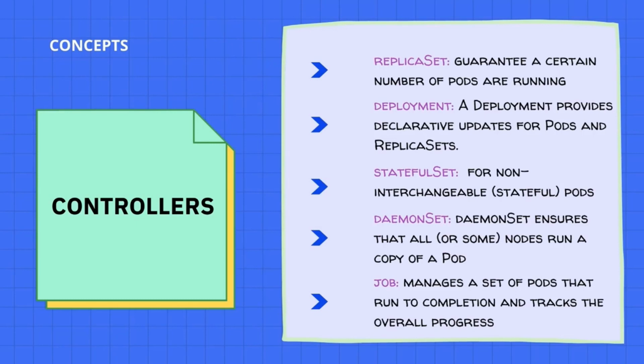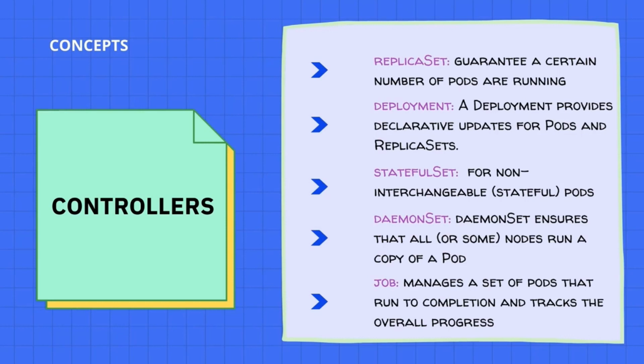The third one is the stateful set. This is mostly used for non-interchangeable, or we can call them stateful, pods. Then we have daemon set. Daemon set ensures that either all or some of the nodes run a copy of a pod. So let's say we have 4 worker nodes and we want some pod to be running on either all or at least, let's say, 3 nodes. We can create a daemon set for that, and that will make sure it runs on each and every worker node, or at least whatever is defined in the daemon set.